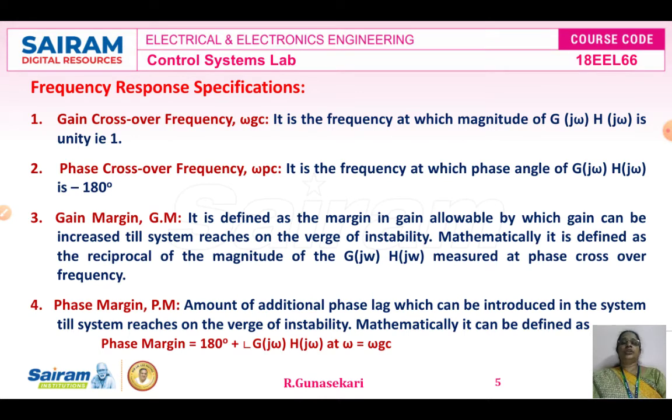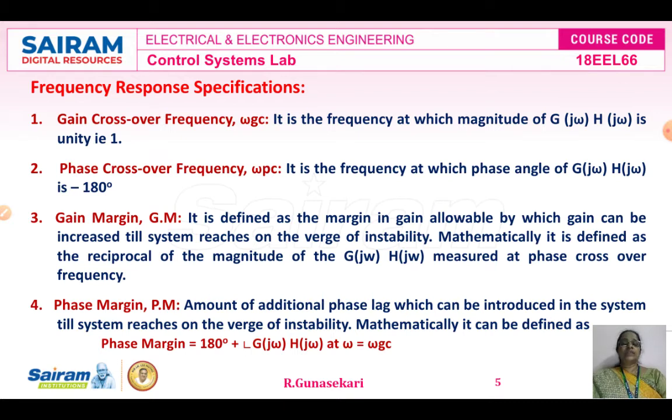The next specification is gain margin, whose short notation is GM. The gain margin is defined as the margin in gain by which the gain can be increased till the system reaches the verge of instability. Mathematically, the gain margin is the reciprocal of the magnitude of G(j omega)H(j omega) measured at the phase crossover frequency.